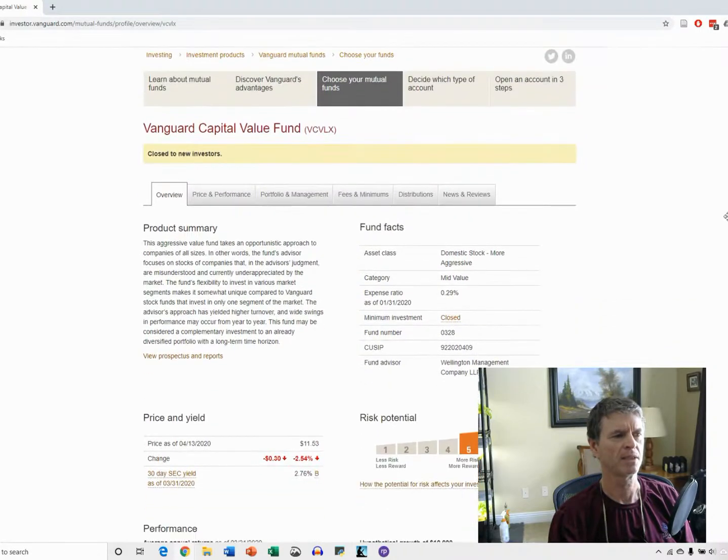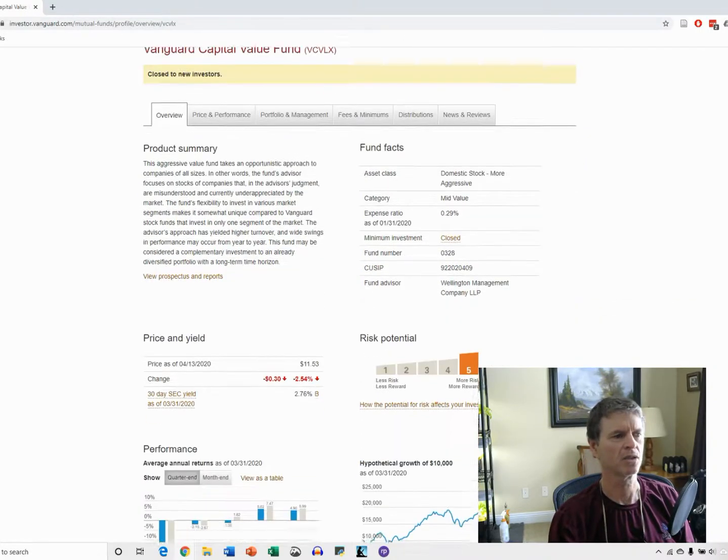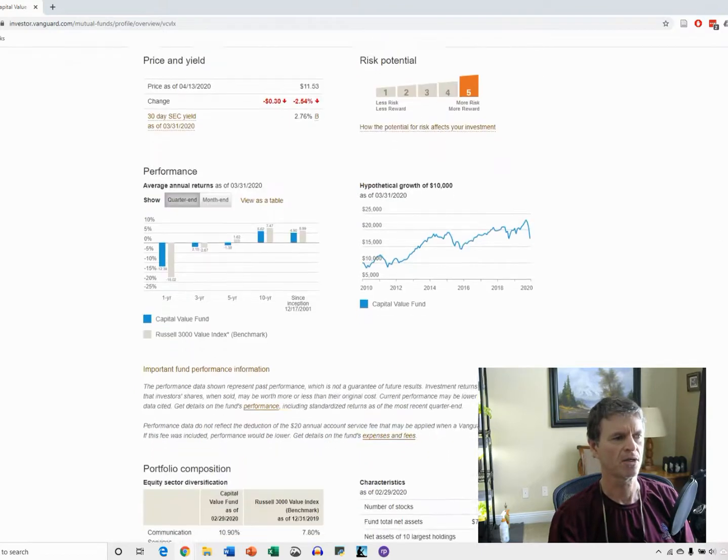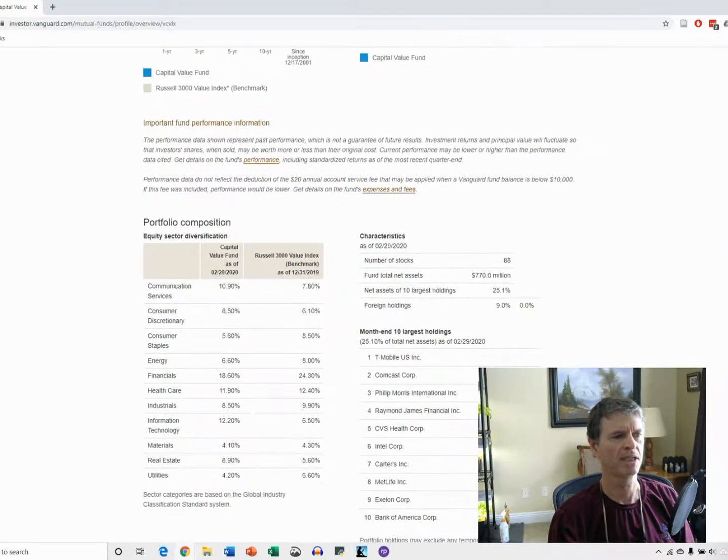But anyway, so that tells kind of what they're doing. There's a little bit of historical performance. Here's what $10,000 would have done over time since 2010. Didn't do very great. Sorry, I'm kind of down on value lately. The biggest holdings right now, the top 10 stocks they're holding in this fund, make up 25% of the total dollar value of the fund.